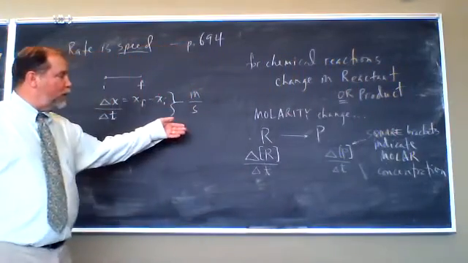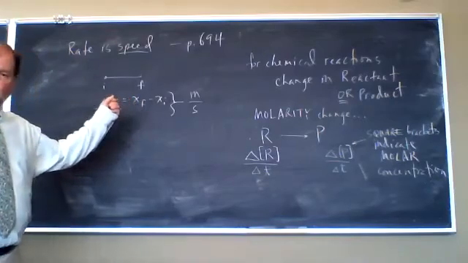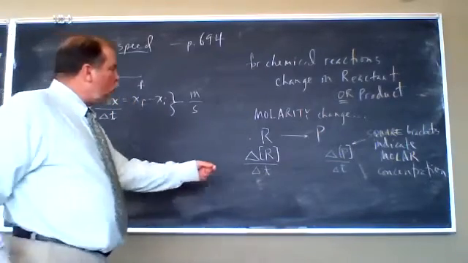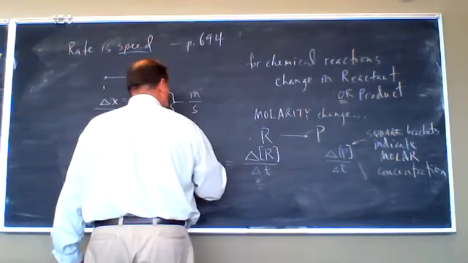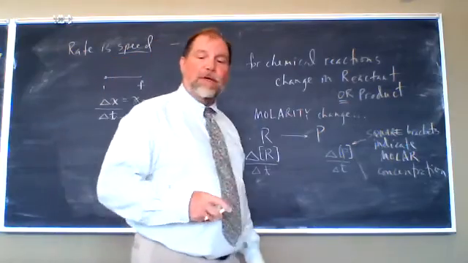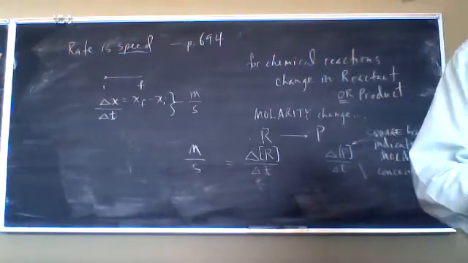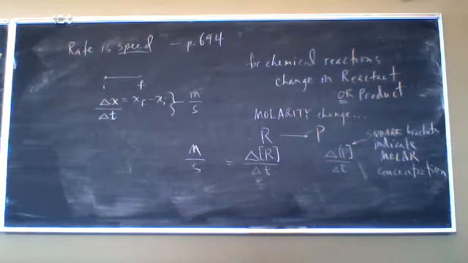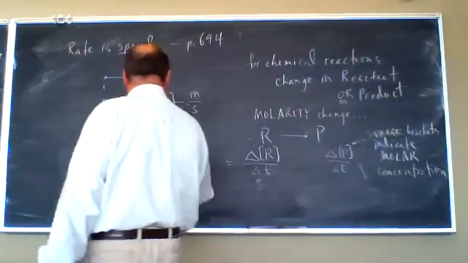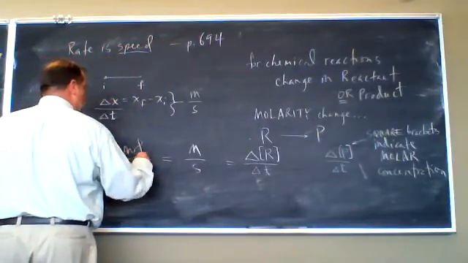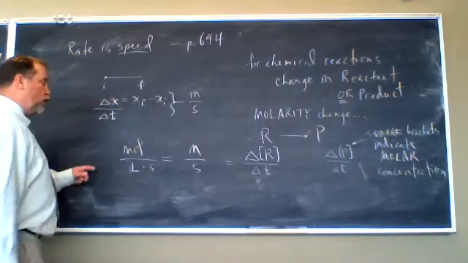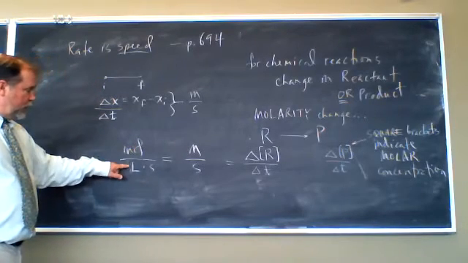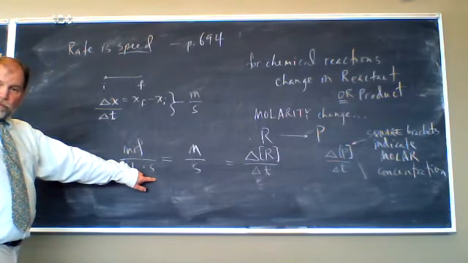So when we talk about the rate of a chemical reaction, much like we measure the change in position for a particular particle, we can measure a change in the concentration. And so a common unit for the rate of a chemical reaction is molar per second. Now, molarity is moles per liter. So molars per second is moles per liter per second.